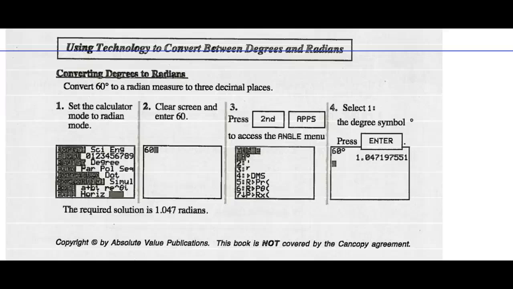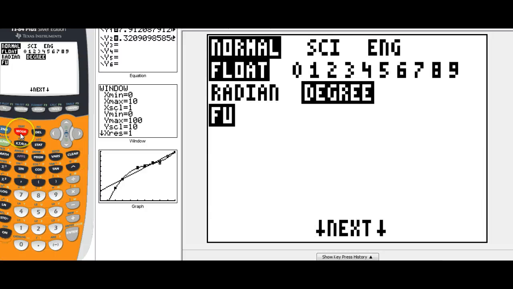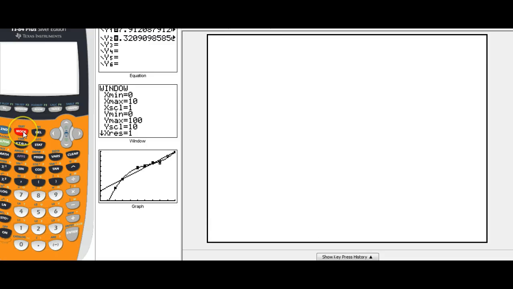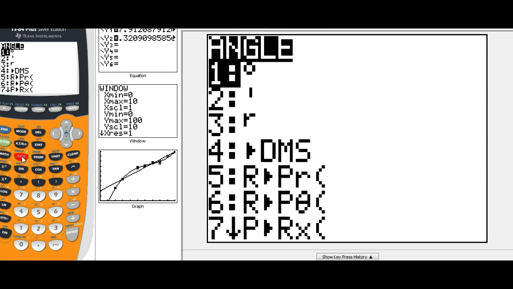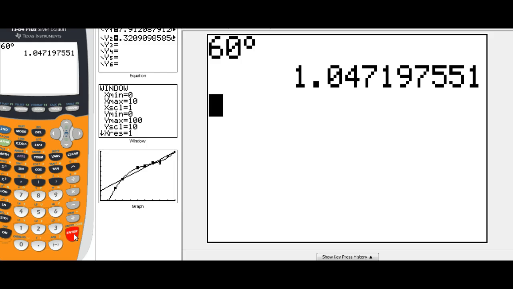So give it a try on your calculator. Make sure you can do that. Let's see if we can. All right. So clear, step 1, mode to radian mode. There we go. Go back to your home screen. We want 60 degrees. So you go second, and above your apps is angle. 60 degrees into radian measure is 1.047.